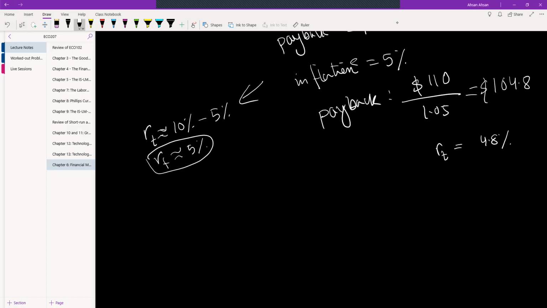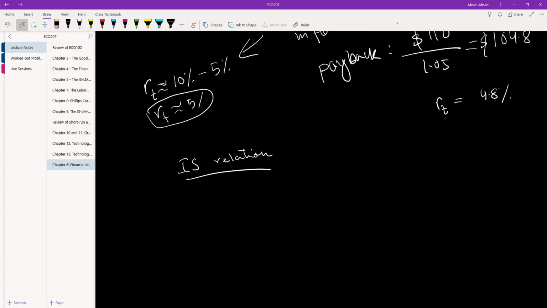So now that we have established how to calculate the real interest rate, we are going to take a look at the IS relation. Now, the question is, which interest rate should we use in the IS curve? The nominal or the real? Or effectively, which interest rate should the central bank try to adjust in their monetary policy?